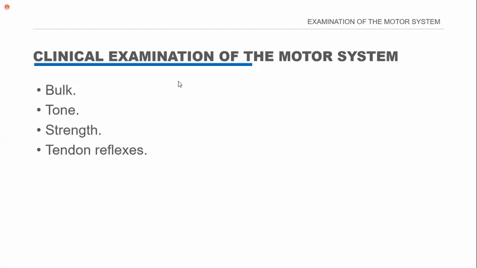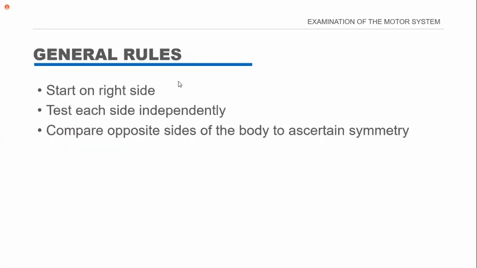So how do we start the examination of the motor system? There is a universal consensus that we examine the motor system basically in this order. We look for bulk, which is seen on inspection, and you can also palpate the muscles when you are examining. Then we look for tone, then we look for strength, and then finally reflexes. There are certain other general rules. You should always be standing on the right side, and you should start the examination on the right side.